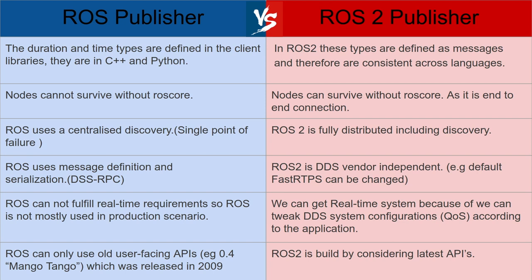Also, lastly, ROS1 can only be used with old user-facing APIs, for example, Mango Tango, which was released in 2009. But as ROS2 is new, it can be used with the latest APIs. That is a big win for ROS2. These are the differences between ROS1 publishers and ROS2 publishers.